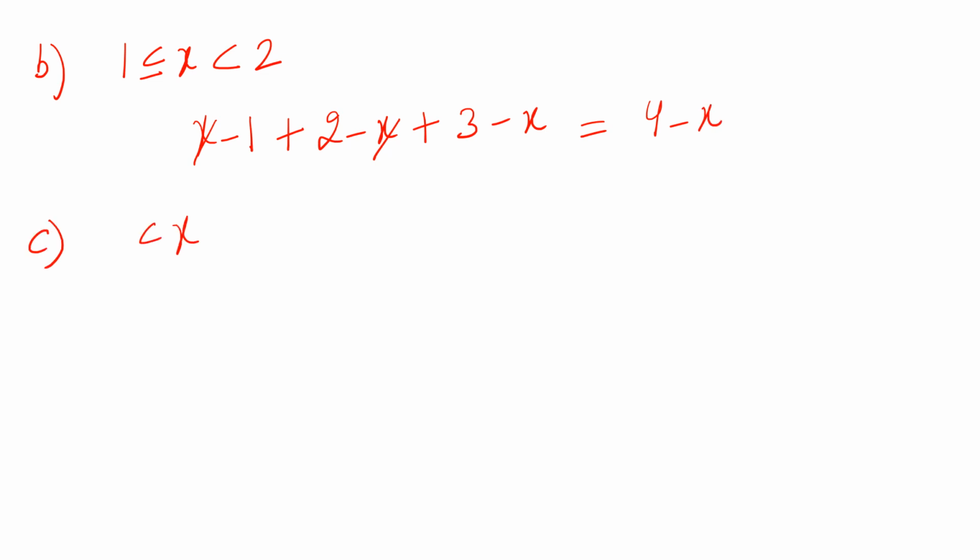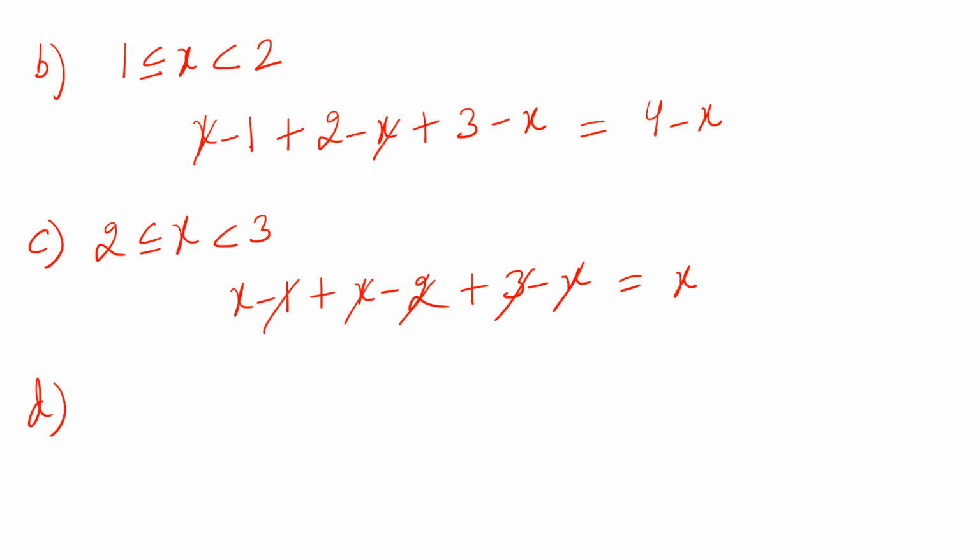Now in the third subinterval, when x is greater than or equal to 2 and less than 3, the expression becomes equal to (x-1) + (x-2) + (3-x). So that means this is just equal to x. And in the last subinterval, when x is greater than or equal to 3 and less than 10, x is greater than 1, greater than 2 and also greater than or equal to 3. So |x-1| becomes x-1, |x-2| becomes x-2, |x-3| becomes x-3, because we know that |x| = x when x is greater than or equal to 0. So this becomes 3x - 6.